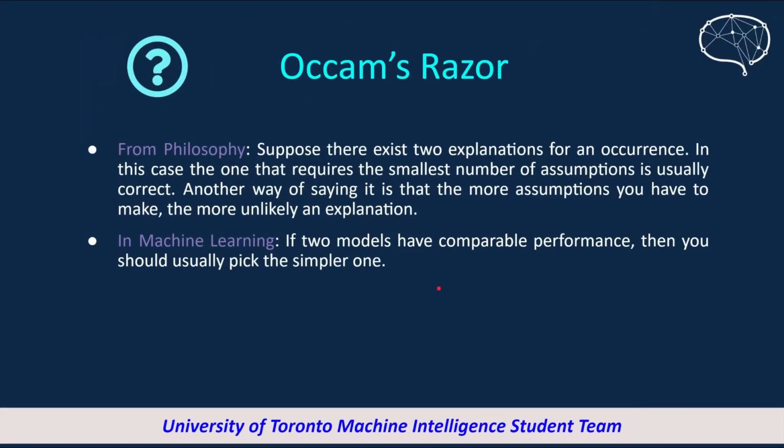Okay, and there's another concept called Occam's Razor. So in philosophy, I suppose there exist two explanations for an occurrence. In this case, the one that requires the smallest number of assumptions is usually correct. Another way of saying that is the more assumptions you have to make, the more unlikely an explanation. So how do I understand this?